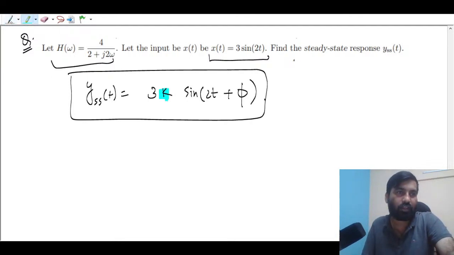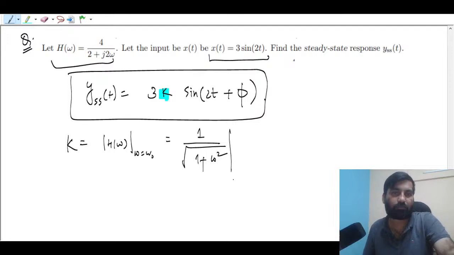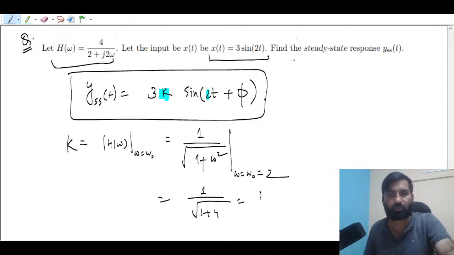What is this K? This K is nothing but the mod of H of omega at omega equal to omega naught. So what is the mod here? You can take 2 common, right? So it is nothing but 1 by square root of 1 plus omega square, right? And put omega equal to omega naught, which is nothing but 2. You can see this is the input frequency omega naught. So putting it in, 1 by 1 plus 4, which is 1 by root 5.